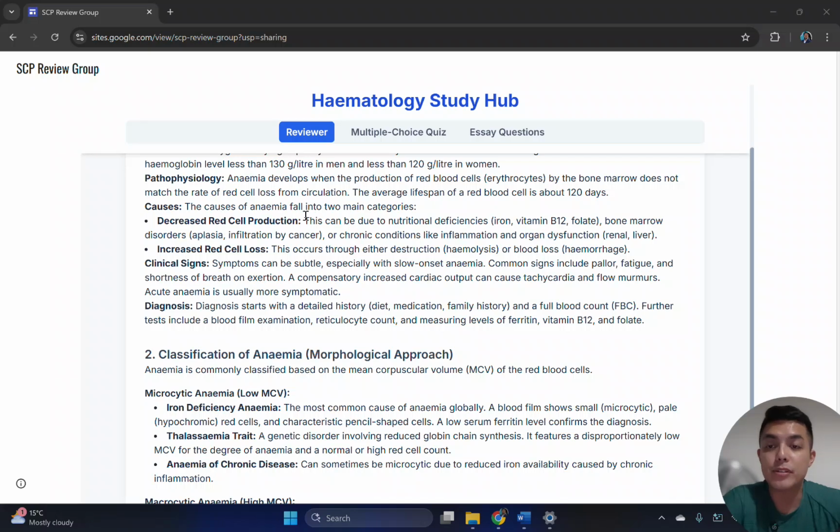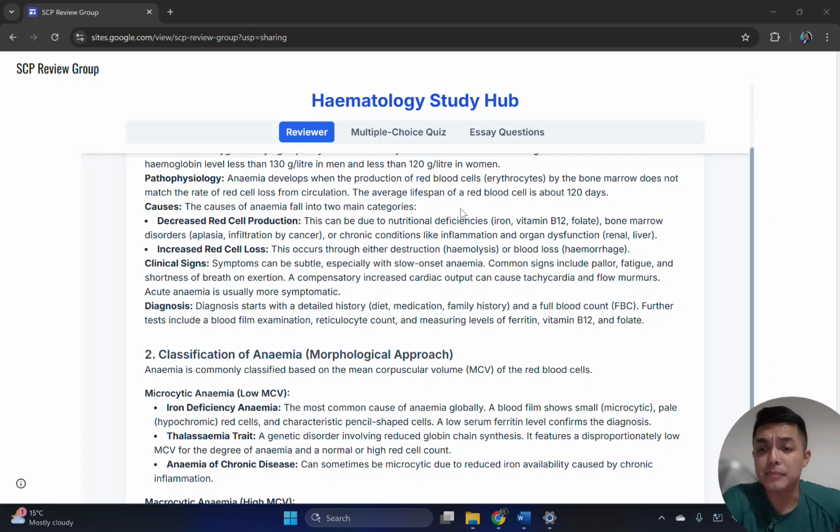So the pathophysiology: anemia develops when the production of red blood cells or erythrocytes by the bone marrow does not match the rate of red cell loss from circulation. The average lifespan of a red blood cell is about 120 days. And some causes fall into two main categories.